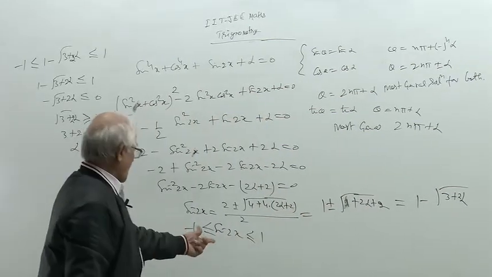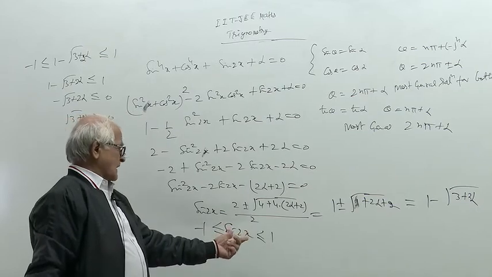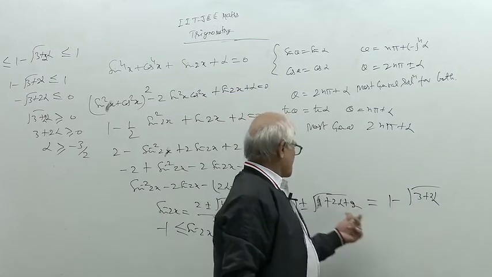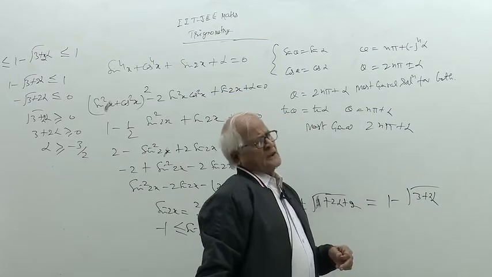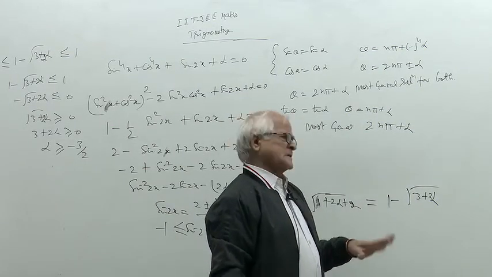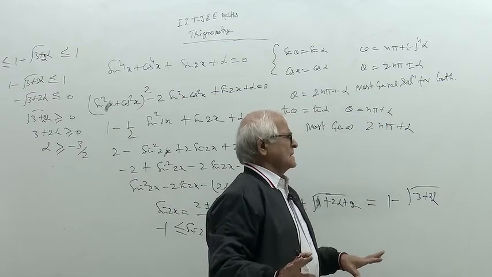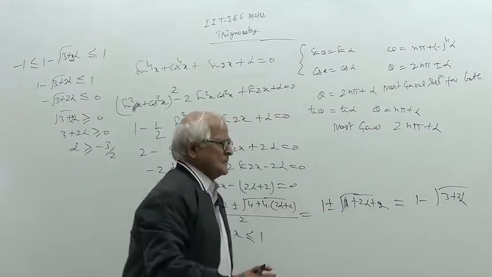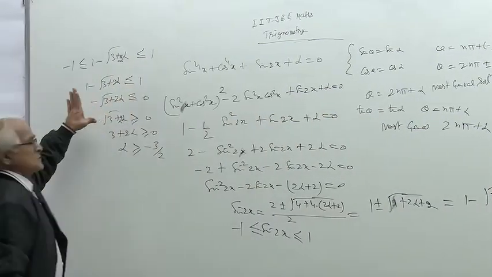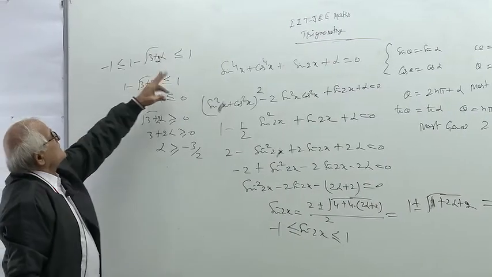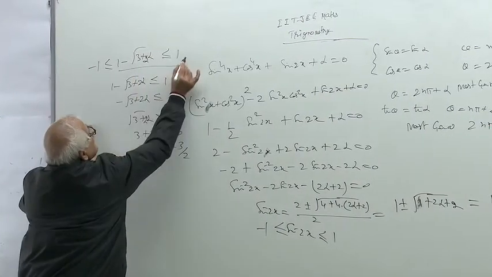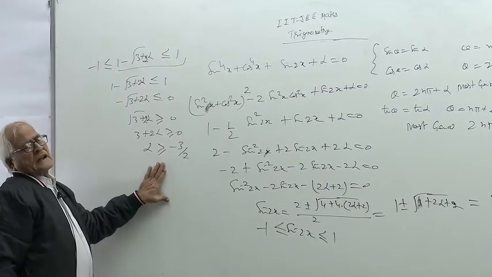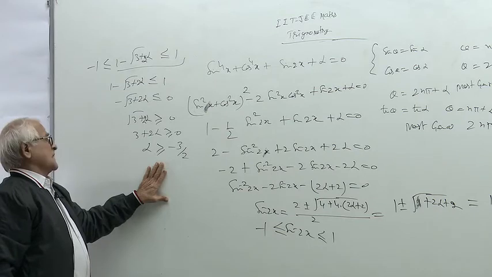Because sin 2x always lies between minus 1 and 1. Therefore this value we have taken with the minus sign, because the plus sign will give more than 1. This is not admissible. Therefore we have this value, so this value lies between minus 1 and 1. Now take the first relation, we have this. That's why we get the value of alpha as minus 3/2.